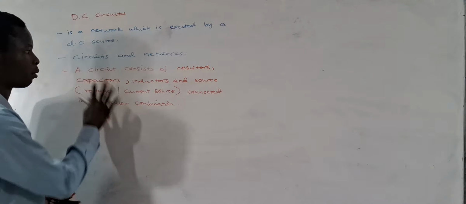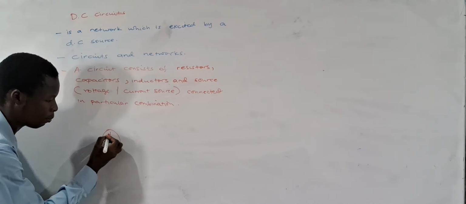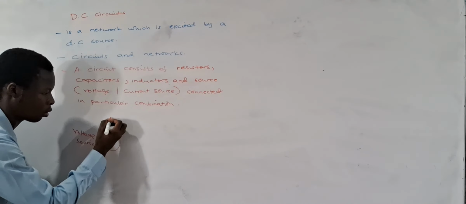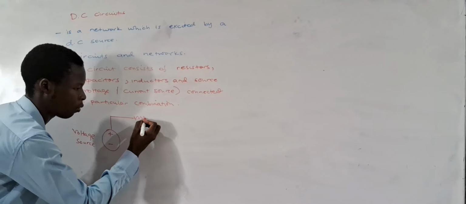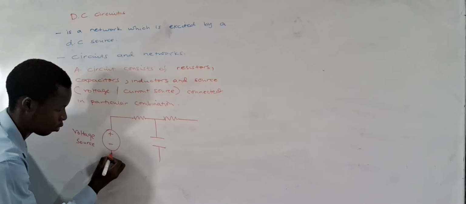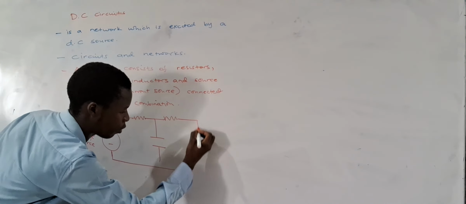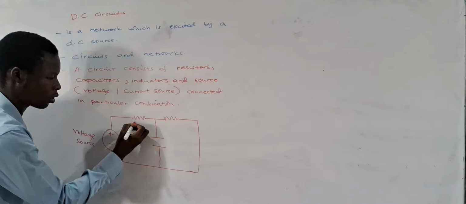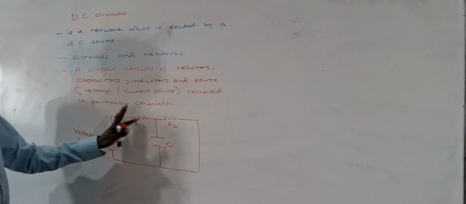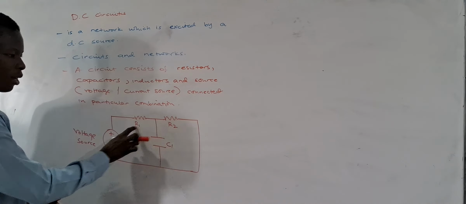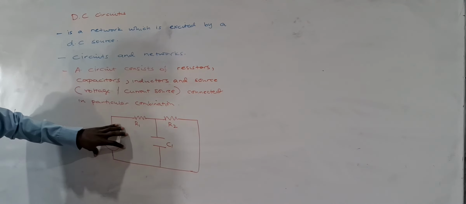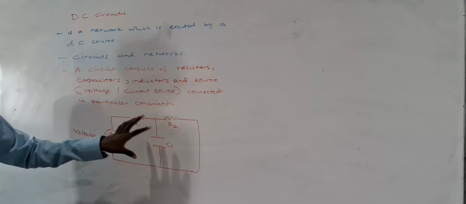Okay, so I'm going to draw an example of a circuit. Positive, negative. This is nothing but a voltage source. This is R1, this is R2, and this is C1. This is a very good example of a circuit. Resistor 1, resistor 2, this is a capacitor, and this is a voltage source. If you check, there is an active element. We also have the passive elements.